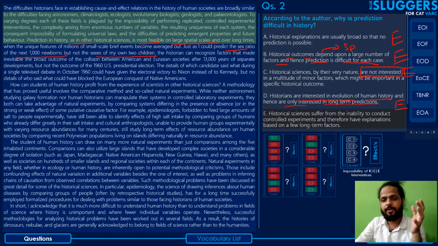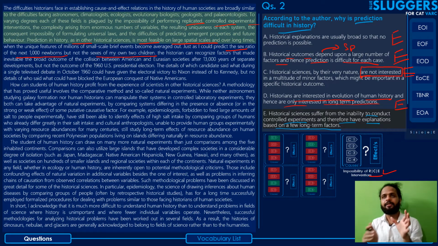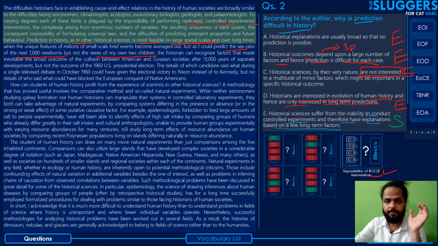Option E. Historical sciences suffer from the inability to conduct controlled experiments. Yes, right? It says replicated controlled experimental interventions. So sciences suffer from the inability to conduct controlled experiments and therefore have explanations based on a few long-term factors. Okay, and therefore explanations are only based on a few long-term factors, and that's the reason why prediction is difficult. Like they can only tell you broadly what might happen. They won't be able to predict anything in particular. So that will be your answer here, guys, with a capital S, option E.